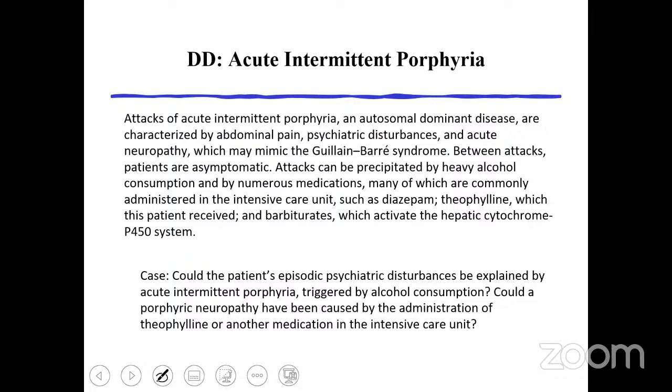In between the attacks, the patients are asymptomatic. And importantly, the attacks are precipitated by heavy alcohol consumption and by numerous medications, many of which are commonly administered in the ICU, such as diazepam, theophylline, and barbiturates, which this patient received, and which activate the hepatic cytochrome P450 system. In this case, could the episodic psychiatric disturbances be explained by AIP triggered by alcohol consumption? Could a porphyric neuropathy have been caused by the administration of theophylline or another medication in the ICU setup?